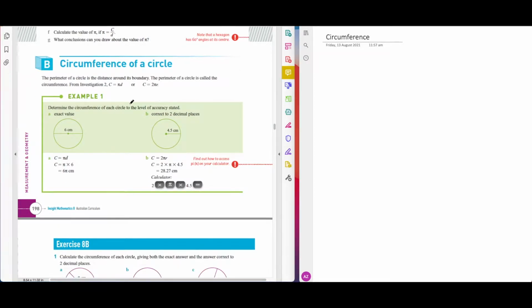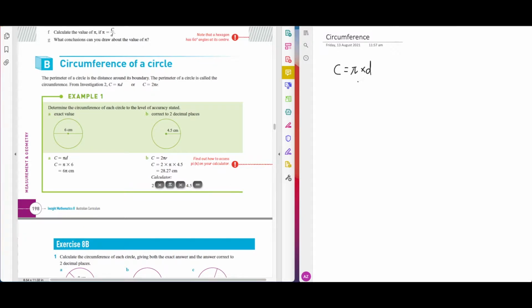So let's get started. The perimeter of a circle is the distance around its boundary. The perimeter of a circle is called the circumference. So to work out the circumference, you have to remember this formula. And there are two formulas. So the circumference, C for circumference, is equal to pi. Now pi is basically this special number that we use to work out the circumference of a circle, and I'm going to explain to you in a minute how to get this value. Circumference equals pi times the diameter.